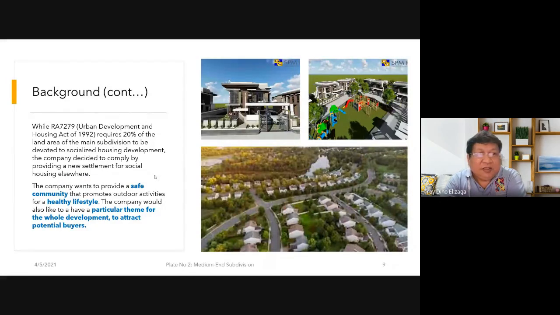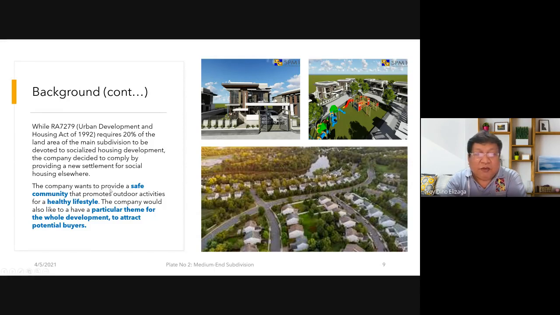So it says here, while RA 7279, Urban Development and Housing Act of 1992 requires 20% of the land area of the main subdivision to be devoted to socialized housing development, the company decided to comply by providing a new settlement for social housing elsewhere. So this is just like a disclaimer, no, that okay, we actually consider this, but it is a separate thing. Just in case some of you get confused because you saw the requirement, and you're wondering why it is not part of our consideration in our plate. Okay, so it's actually considered.